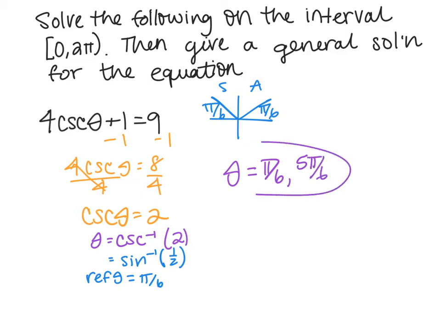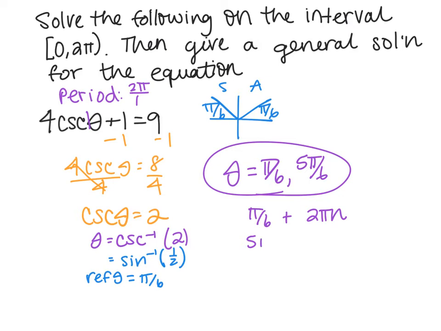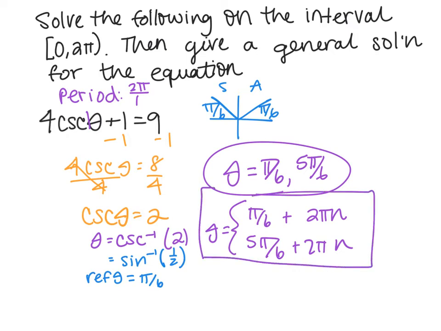And now for our general solution, the period of this function, we need 2 pi over b, 2 pi again. There's still nothing there, so it's just 2 pi over 1. So our general solution is pi over 6 plus 2 pi n, and 5 pi over 6 plus 2 pi n. And that's it.